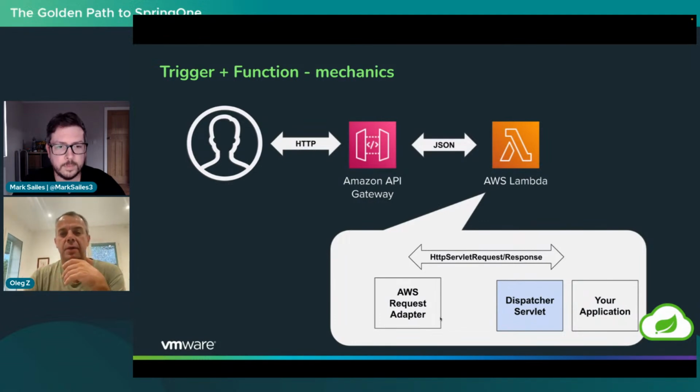So in other words, a request comes in to the API gateway. We have a request adapter that translates this request to an HTTP servlet request and calls the dispatcher servlet. This part is provided by Spring Cloud Function, and then on the way back, the same request adapter converts the HTTP servlet response back to an output stream and back to the user.